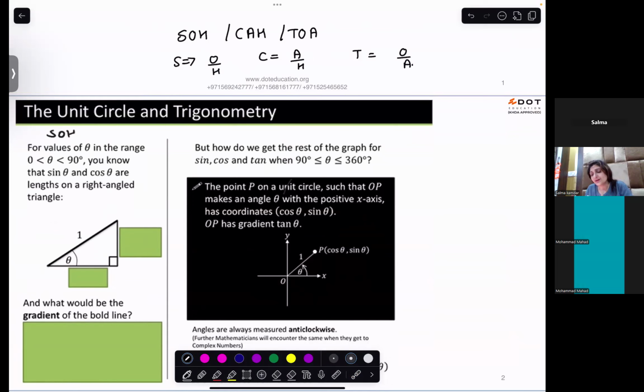Do you know what your cos theta is always equal to, which coordinate? Your sine theta is always equal to which coordinate, and your tan is always equal to which coordinate? No? Okay, fine, no problem.